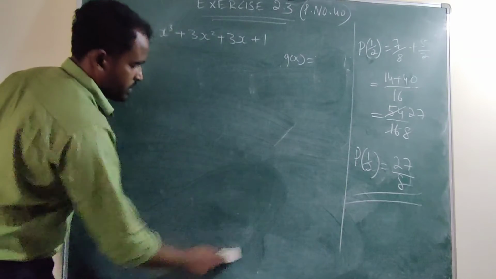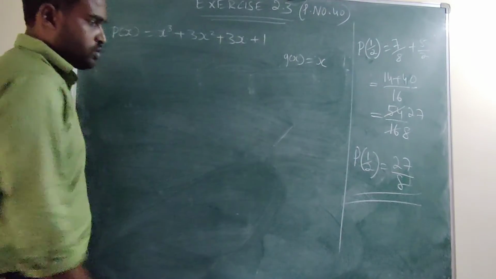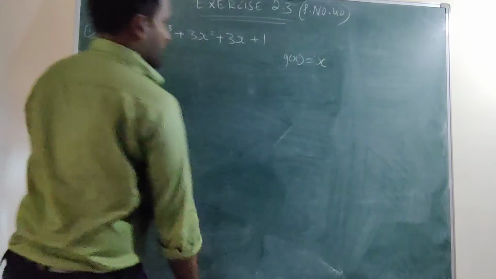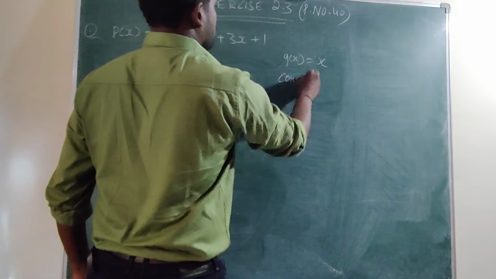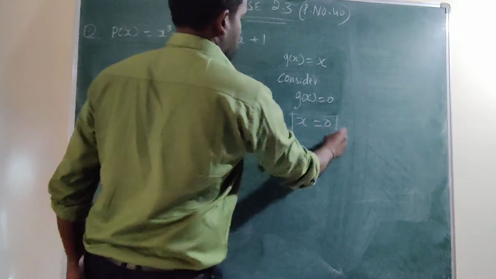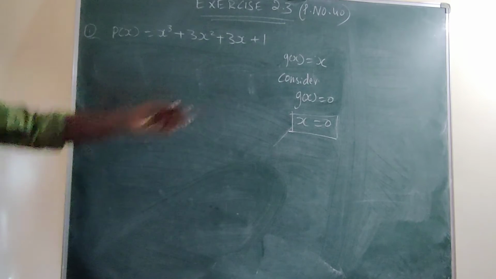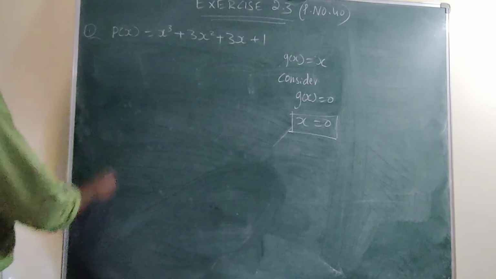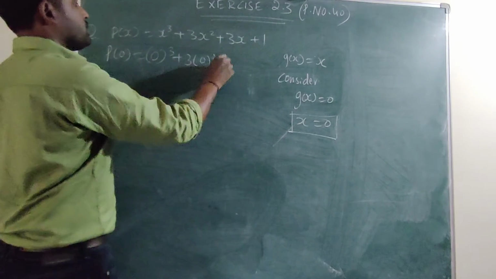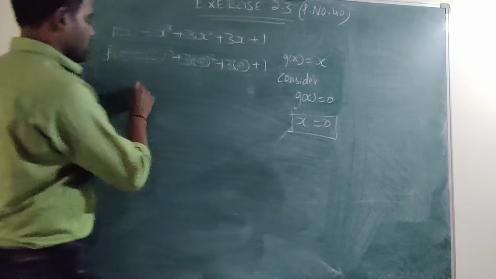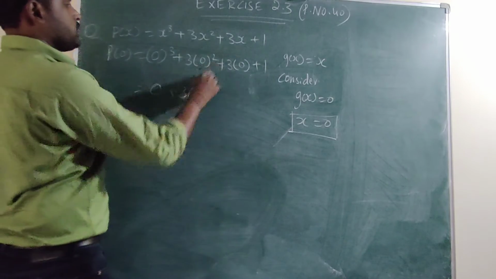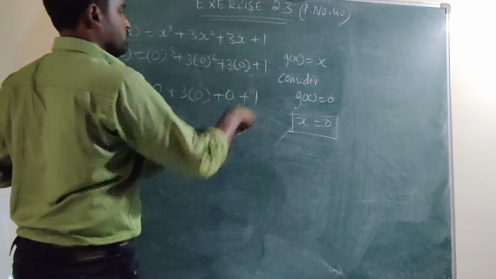x. Okay, see here, students. G of x is equal to x. First step, consider g of x is equal to 0. Simple step, x is equal to 0. Don't get confused. Directly we can assume, as usual, x is equal to 0. Here, p of 0 is equal to 0 cube plus 3 into 0 square, 3 into 0 plus 1. 0 cube is 0, plus 3 into 0 square, 0. 0 into any number is 0, plus 1.